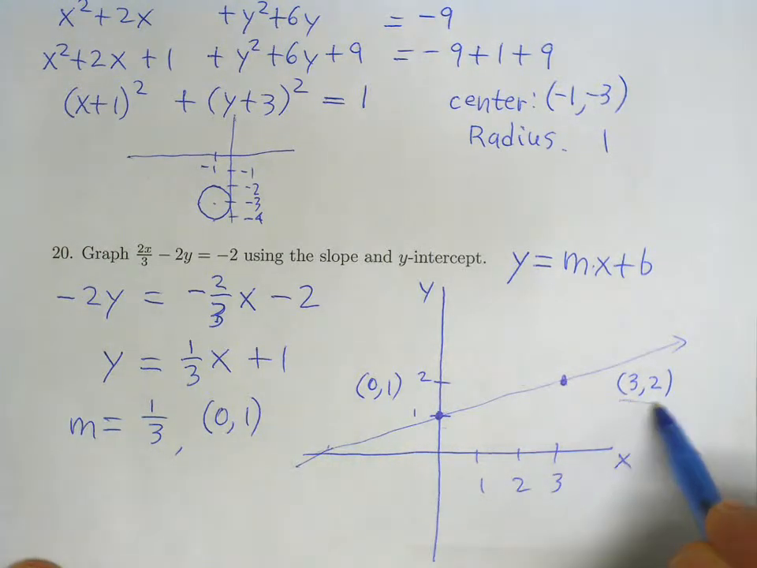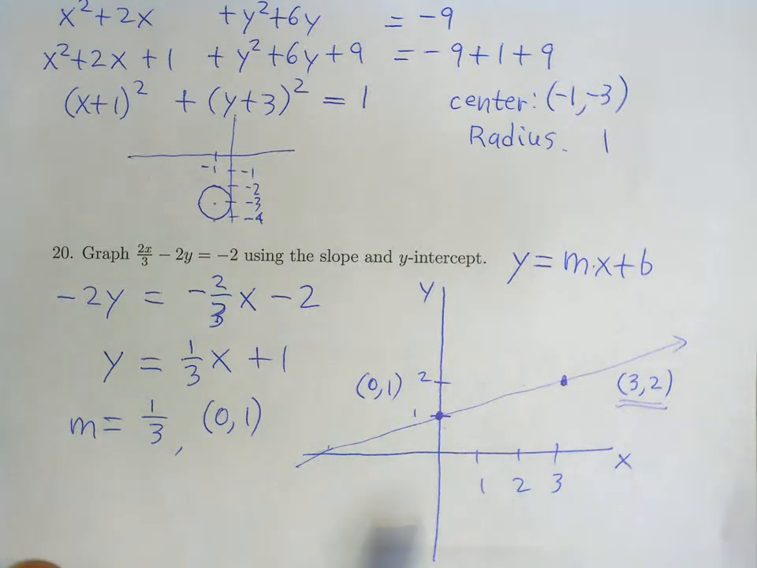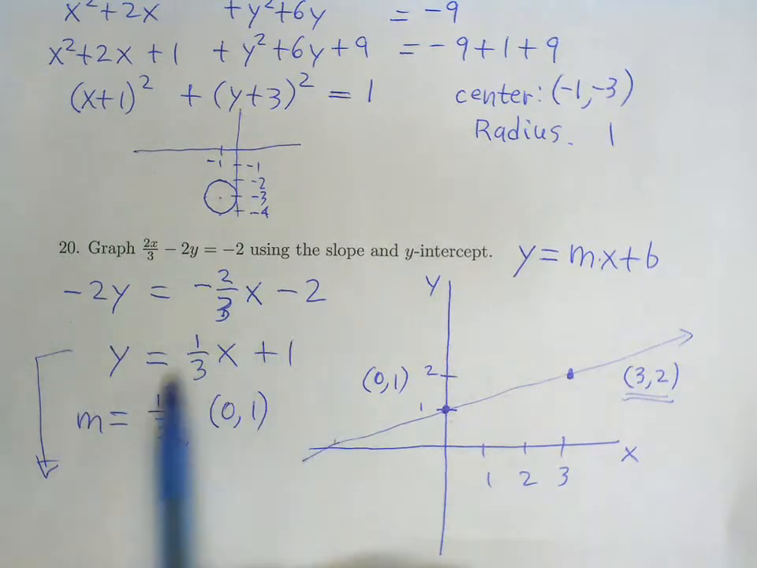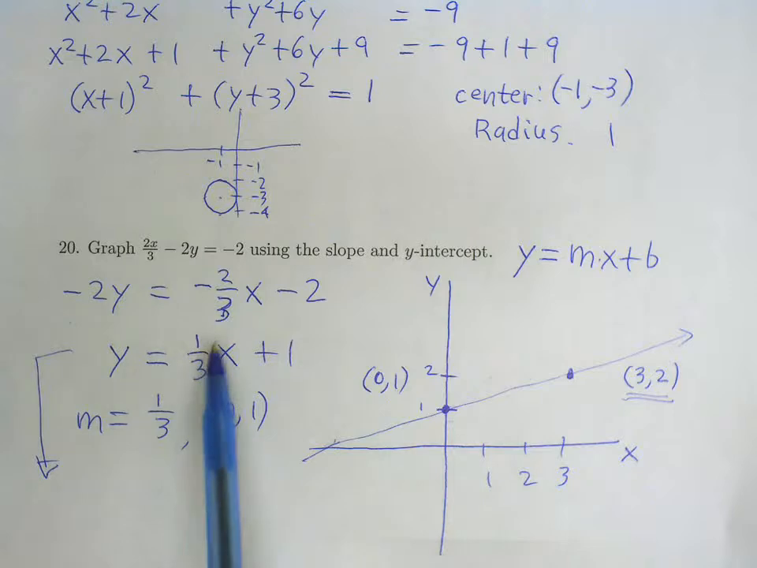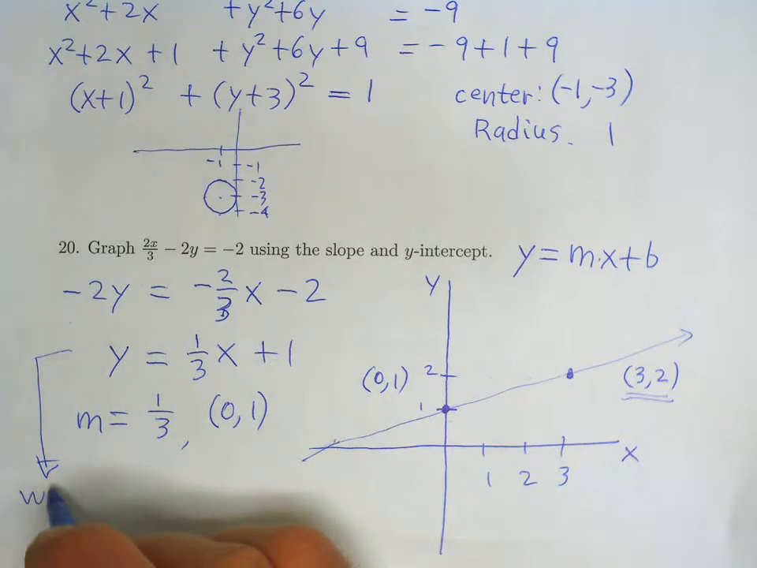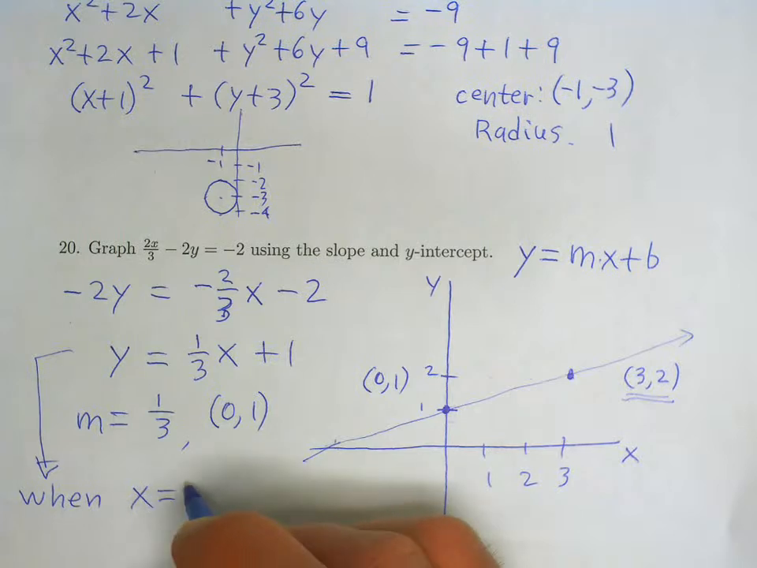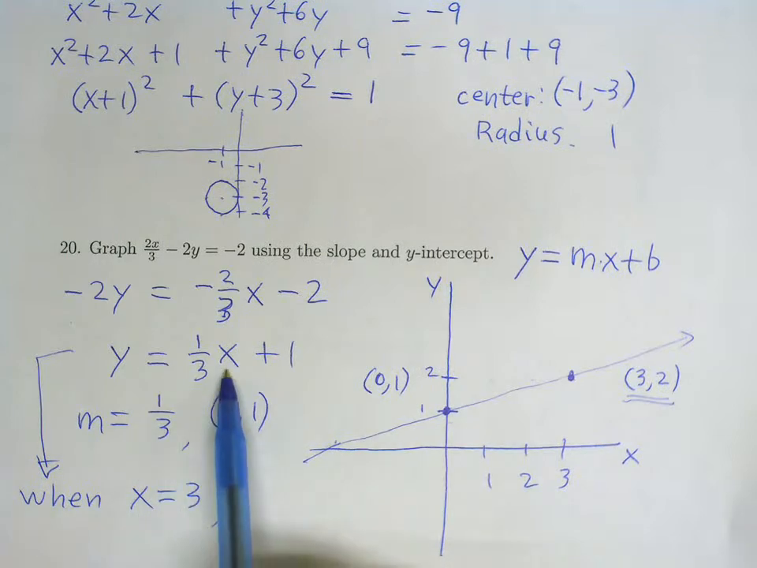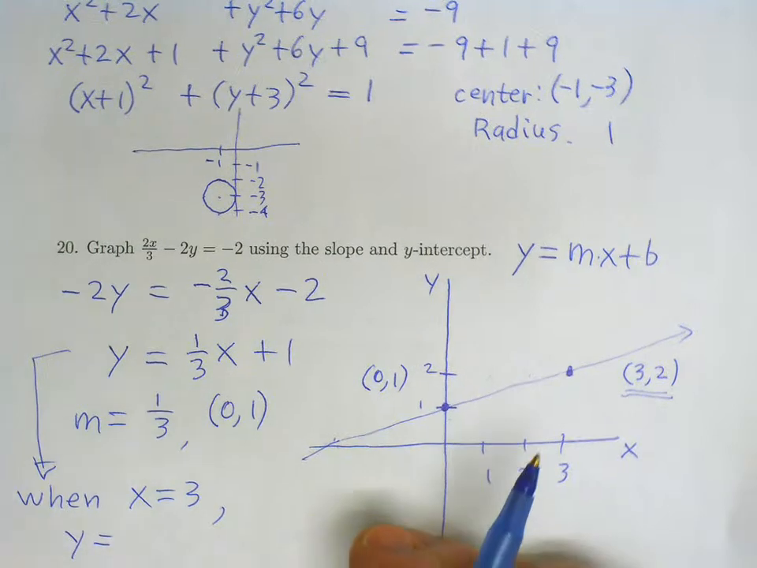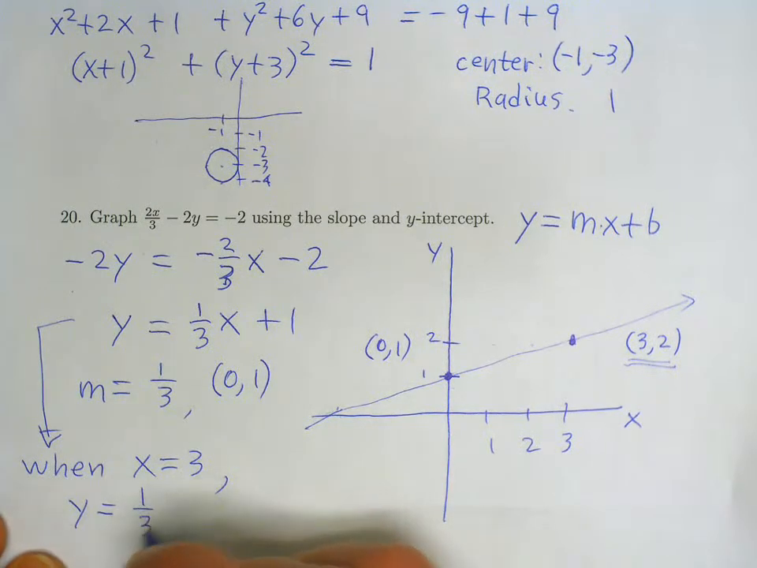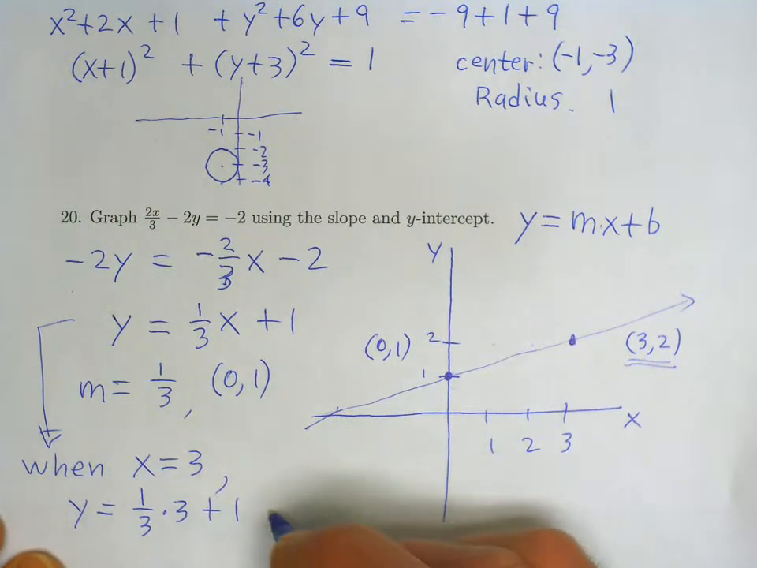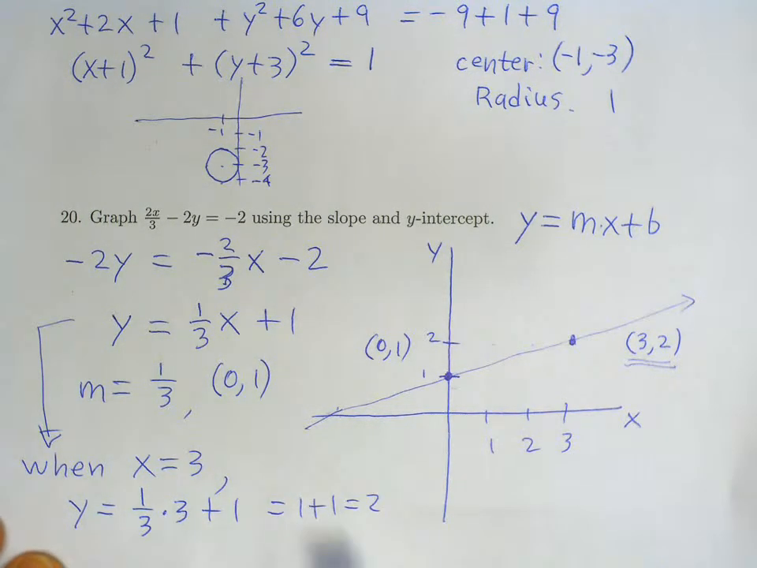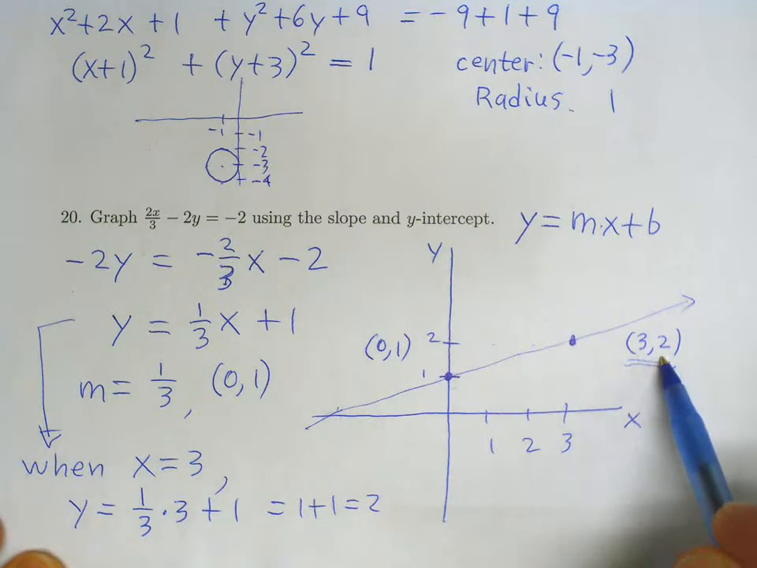You can verify that this point 3, 2 really is a point on this line. You can use either of the equations or any one of those 3 equations. So when x is 3, since 3 is the x coordinate, replace x with 3. Then y equals 1/3 times 3 plus 1. 1/3 times 3 is 1, and 1 plus 1 is 2. So this verifies that when x is 3, y is 2.